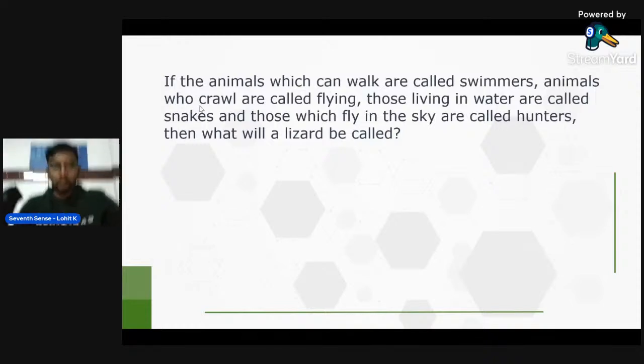Now see here. First thing is you should know what a lizard does. In origin, what does a lizard do? It crawls, right? It doesn't walk. If it were walking, then the answer would be swimming, but the original answer for this is crawling. Now read the sentence they have given. The animals which walk are called swimmers. Animals which crawl are called flying. So whichever animal is crawling is known as flying. The answer will be flying for this, because a lizard actually crawls.